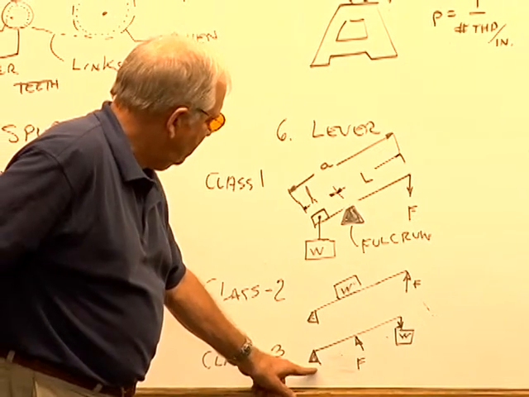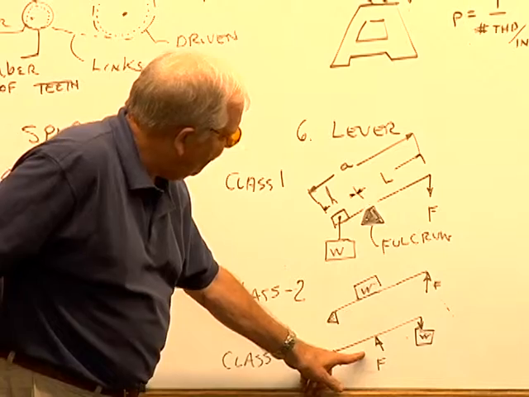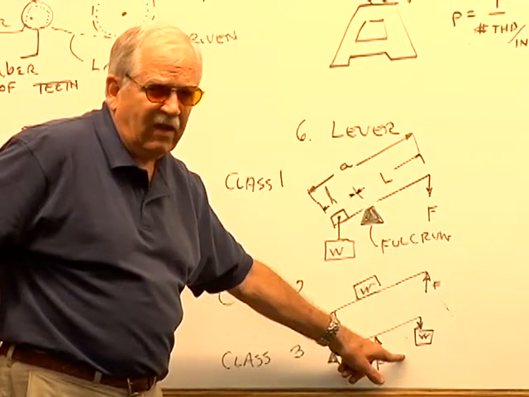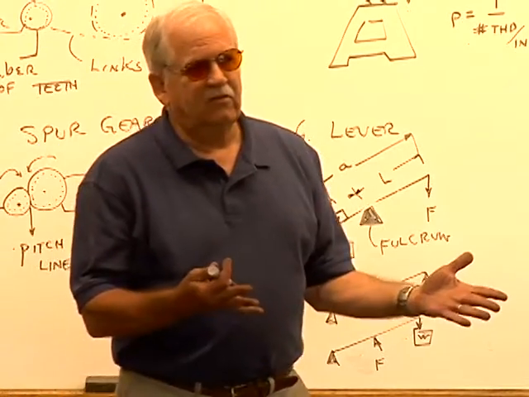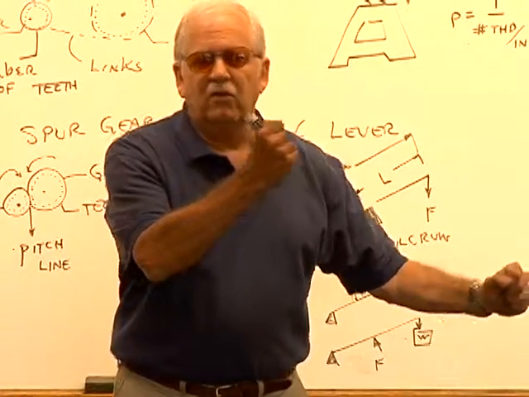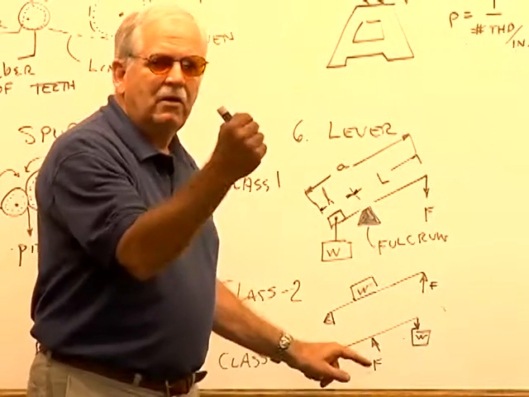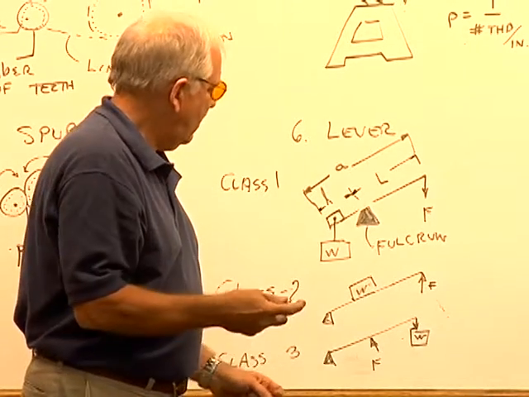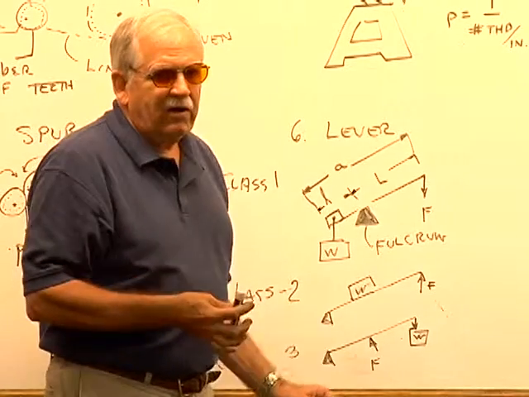And then in case 3, you can put the fulcrum on the left, the force in the middle and the weight on the end. This might be an example of, for instance, a canoe paddle. If you're going to canoe, you're going to be using the force here in the middle, and you're going to move the paddle through the water.